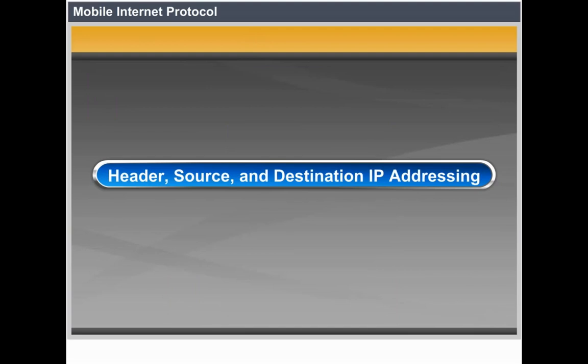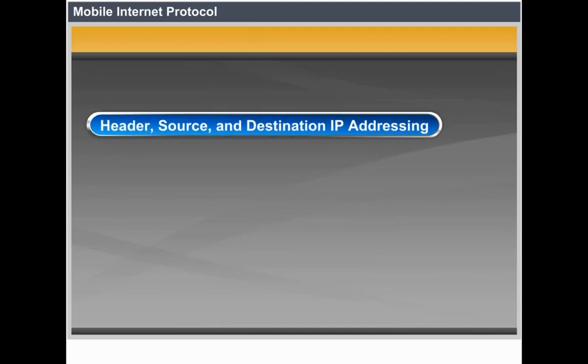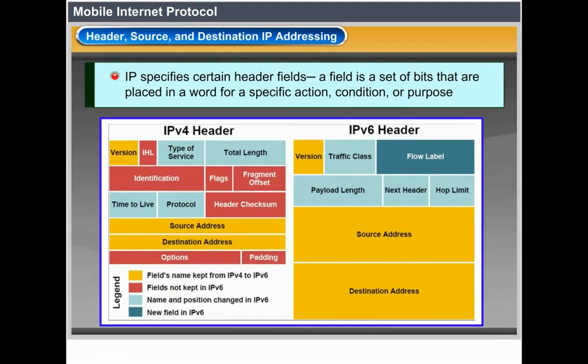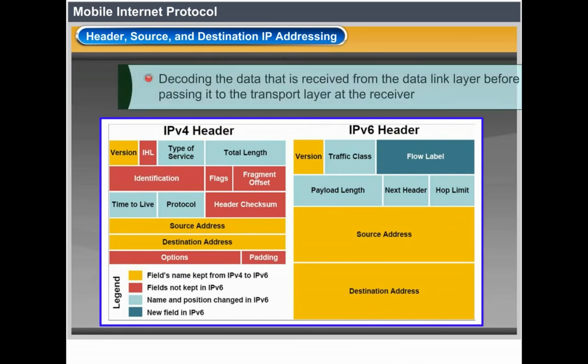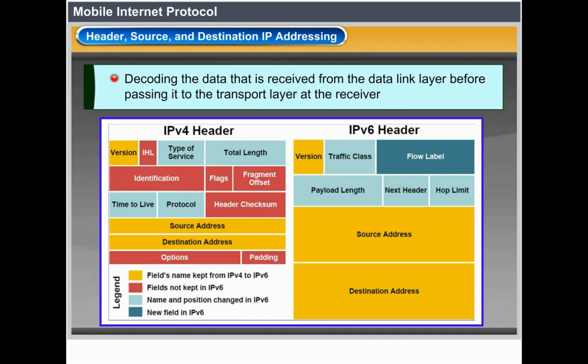Header, source and destination IP addressing. IP specifies certain header fields. A field is a set of bits placed in a word for a specification, condition or purpose. Encoding data from the transport layer at the transmitter. Decoding the data received from the data link layer before passing it to the transport layer at the receiver.